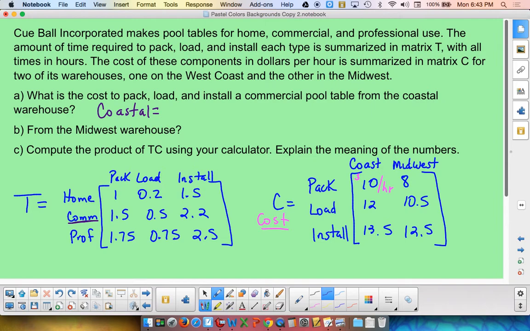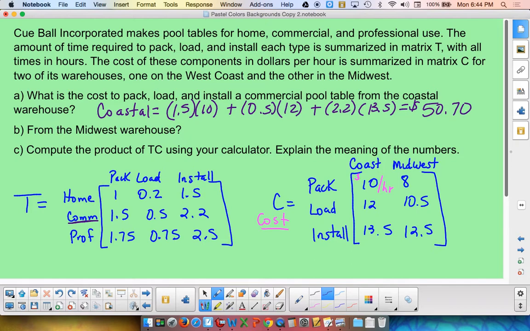So commercial, it takes 1.5 hours to pack it, but we're paying $10 an hour. Plus, it takes half an hour to load it at $12 an hour. Plus, it's going to take 2.2 hours to install, paying $13.50 an hour. Okay, so yes, we can figure that out by hand, but wasn't that kind of annoying? Because that's going to be $15 plus $6, plus, that last one's not so obvious. So we're going to pay $50.70 to pack, load, and install this baby.